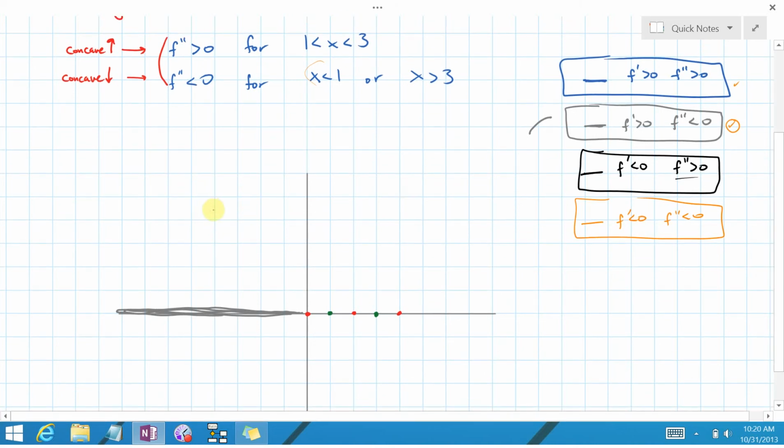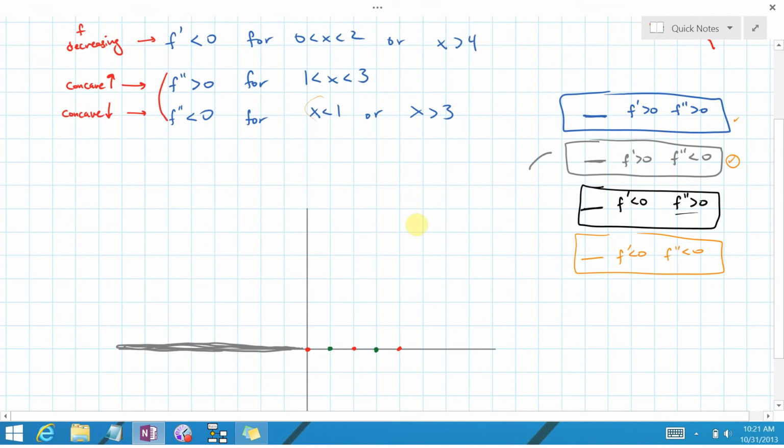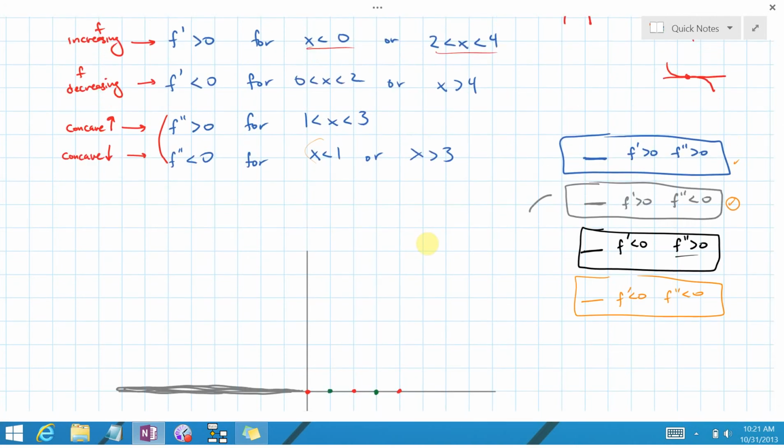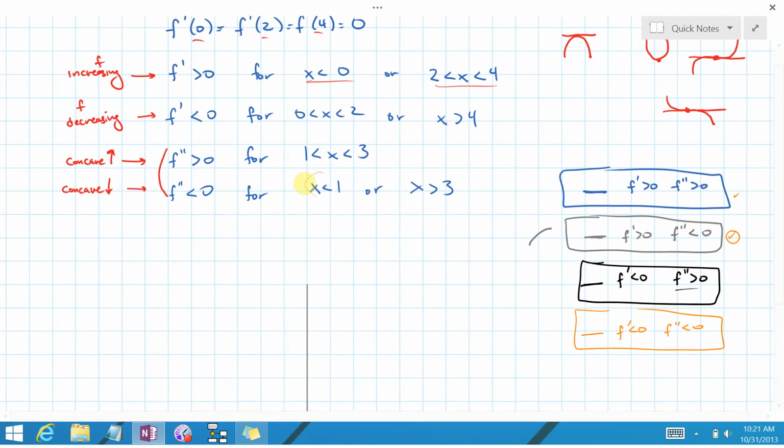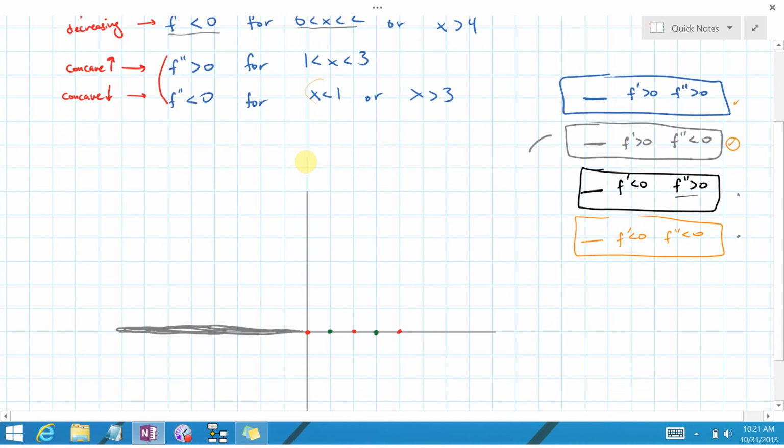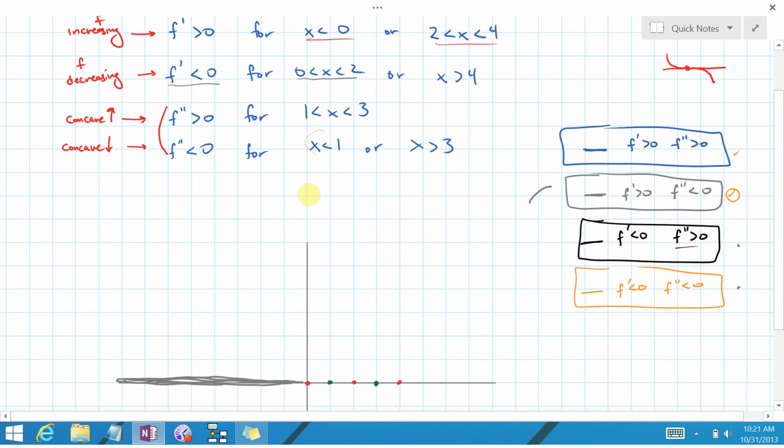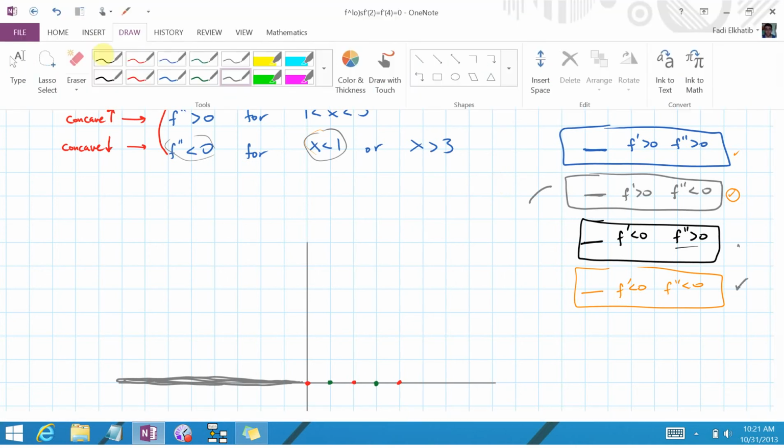So here, between 0 and 1, between this red and green point, what's happening? Well, I know that for x between 0 and 2, so certainly between 0 and 1, f prime is negative, which means I'm decreasing. So I'm in one of these latter two situations. And as for f double prime, well, I know that between 0 and 1, I'm still less than 1, so my f double prime is still negative. Okay, so that means that I'm in this last situation, so I should draw the interval in orange here.